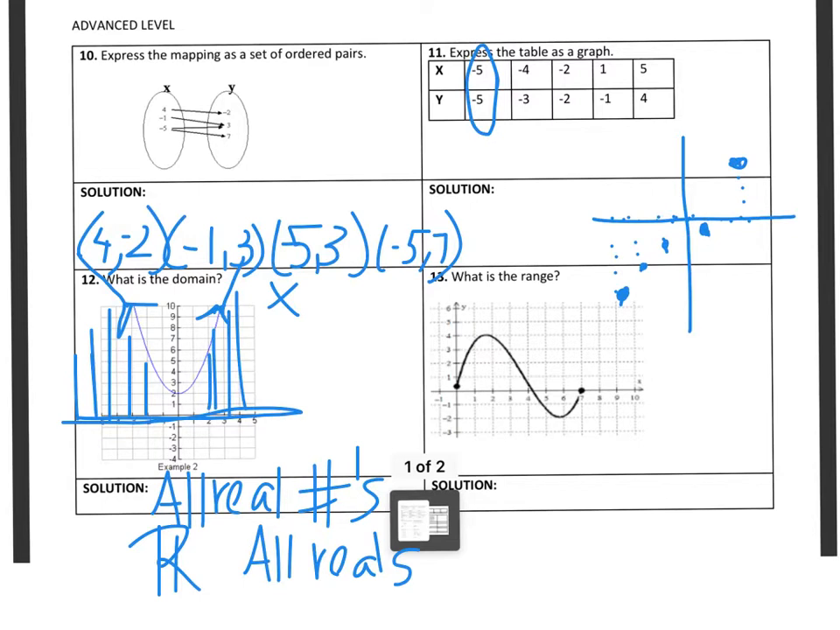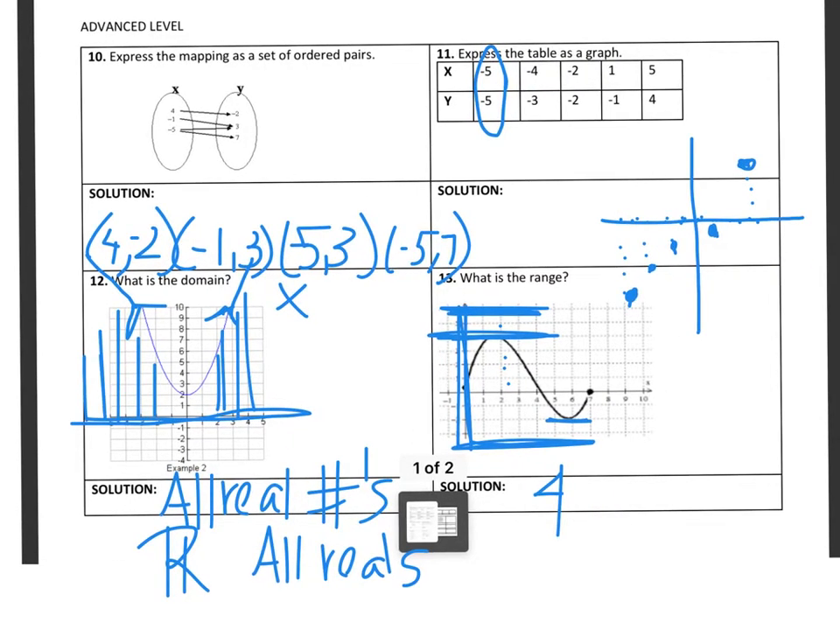Alright, so the range is dealing with my y values. So my y values, basically I need to see what numbers are touching on my y-axis, which is this one right here. So I see that the tallest y that I see is right here, and that is at 1, 2, 3, 4. So 4 is going to be part of my range, and it looks like -2 is another part of my range.